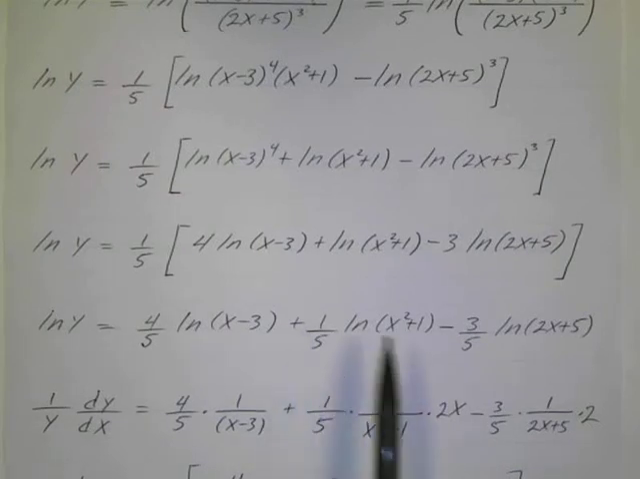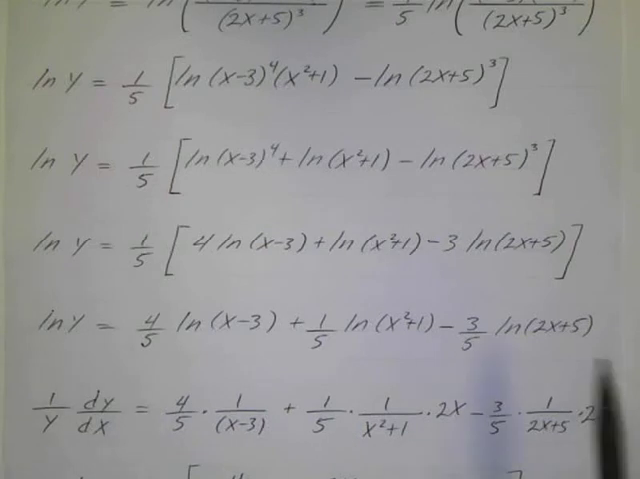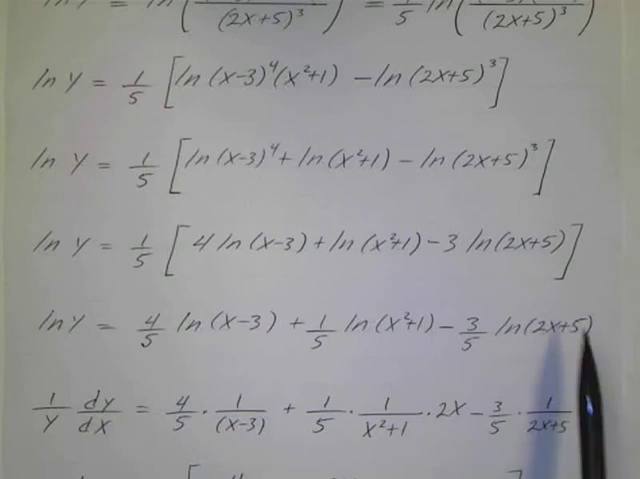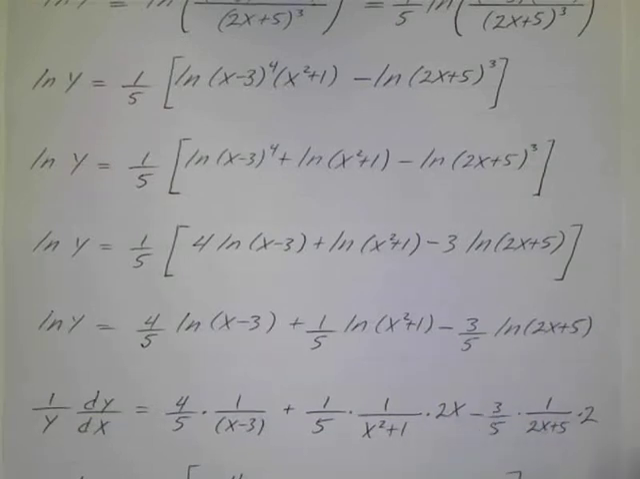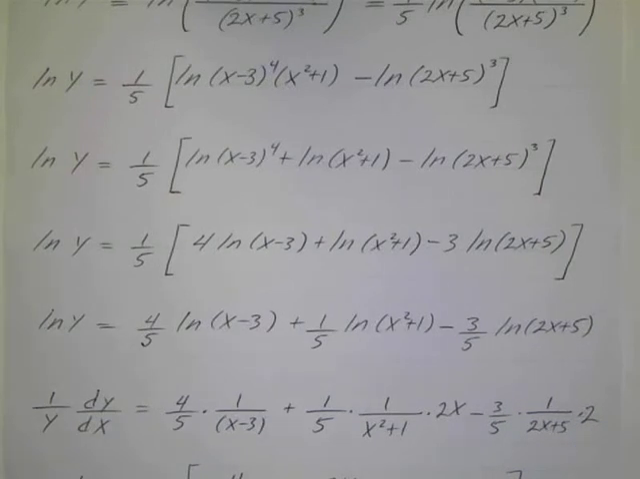Then I've got 1/5 here, comes down, and then this is going to be 1 over u du dx, and this is going to be my u. 1 over x squared plus 1 times the derivative of this inside function, that's going to be 2x. Derivative of 1 is 0, the derivative of x squared is 2x. And then again, this is 1 over my u du, and my du would be the derivative of that, which is 2. So 3/5 times 1 over 2x plus 5 times 2.